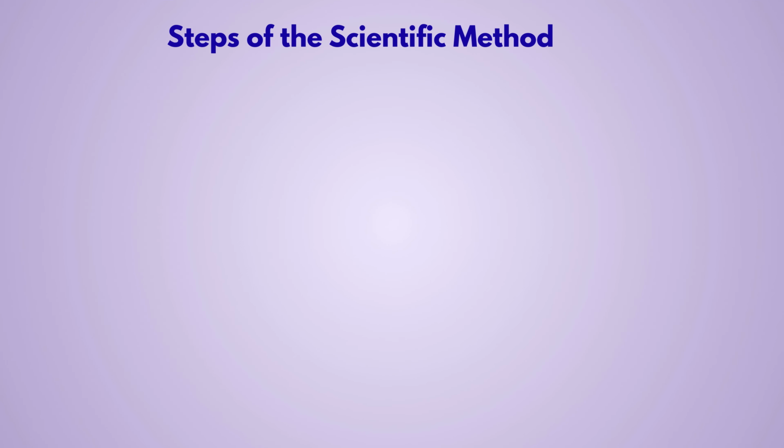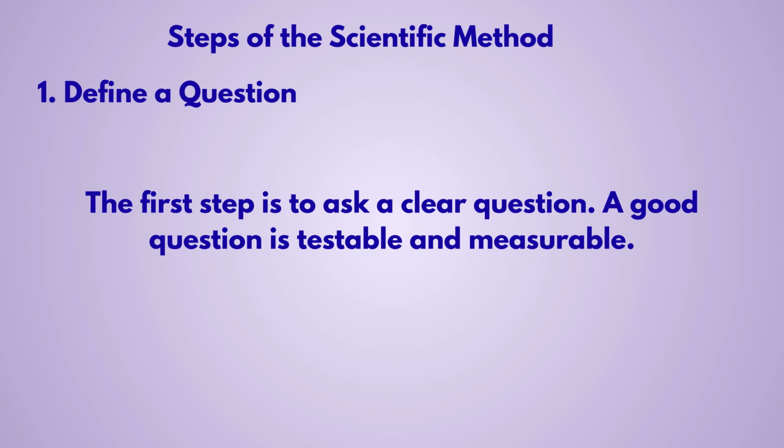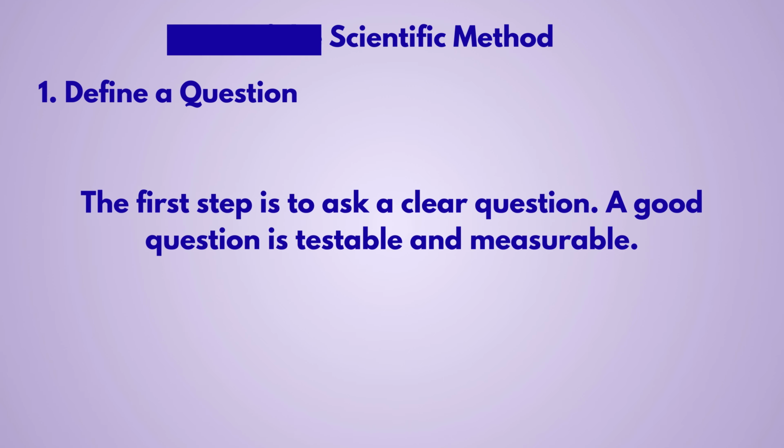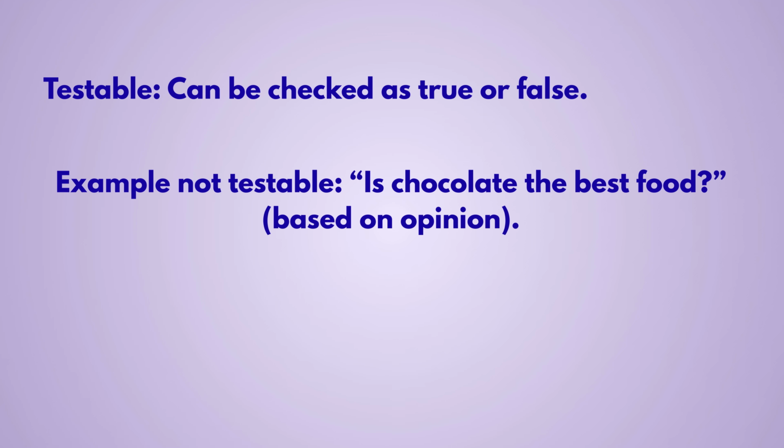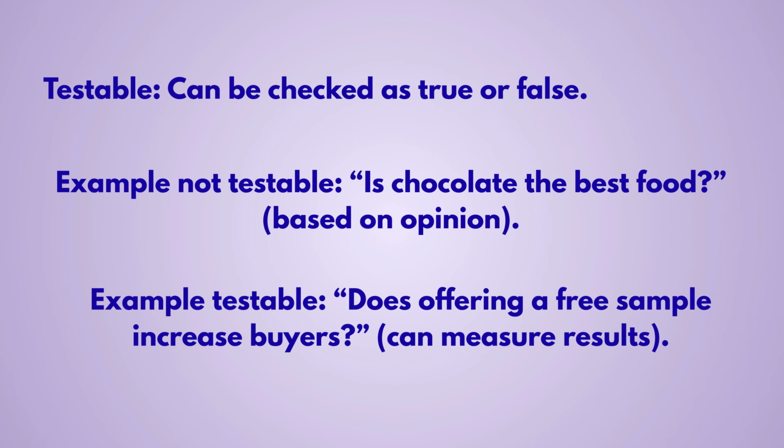Steps of the scientific method. 1. Define a question. The first step is to ask a clear question. A good question is testable and measurable. Testable means you can design a way to check whether it is true or false. For example, you cannot test, is chocolate the best food in the world? Because it depends on personal opinion. But you can test, does offering a free sample increase the number of people buying a product? Because you can measure the number of buyers.